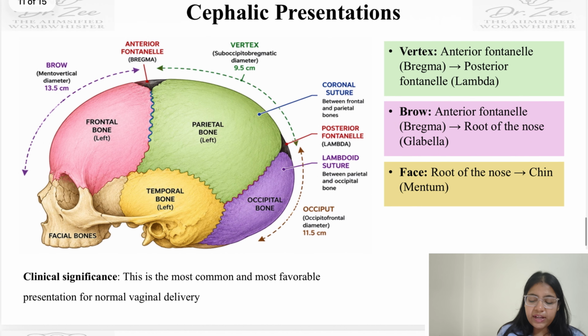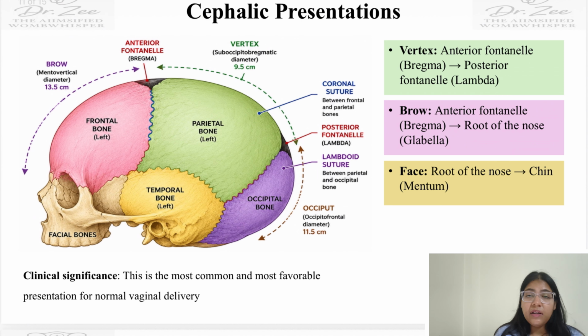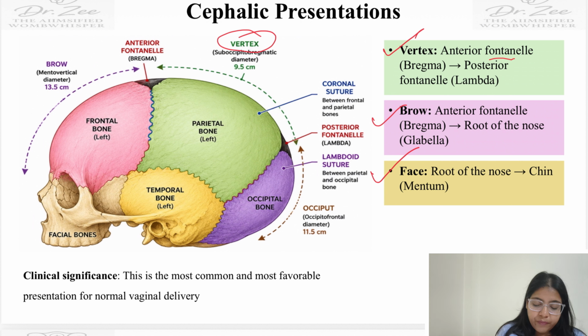So I told you in cephalic presentation, there are three kinds of cephalic presentation, that is vertex, brow and face. So you should know from where to where the vertex extends, from where to where the brow extends, and from where to where the face extends. So the vertex extends from the anterior fontanelle to the posterior fontanelle. So this green part is the vertex. Okay, and I told you the presenting diameter of vertex is suboccipitobregmatic, and the transverse diameter is biparietal diameter.